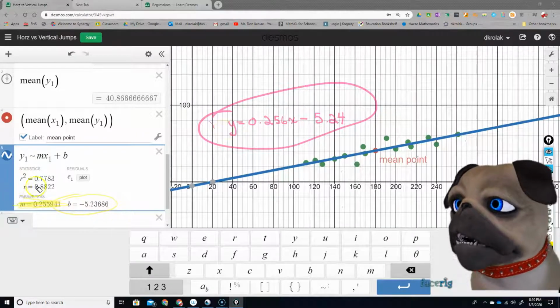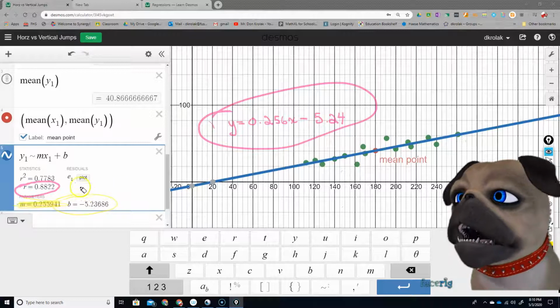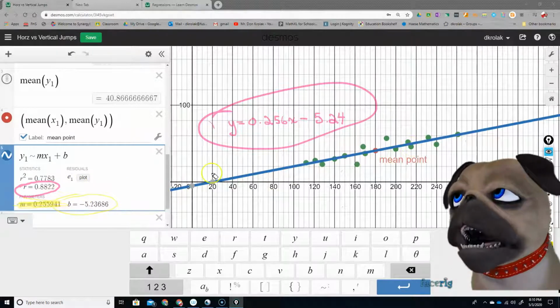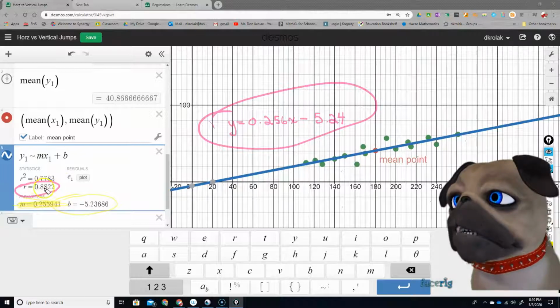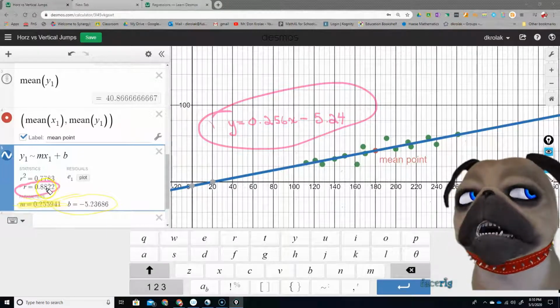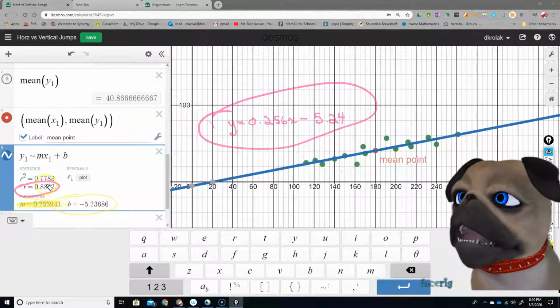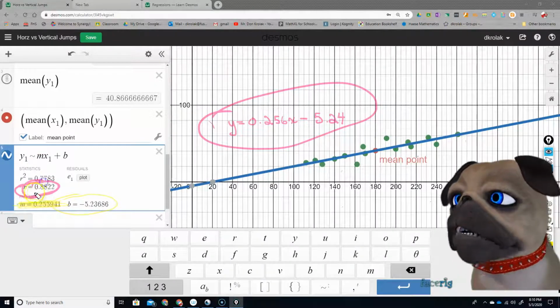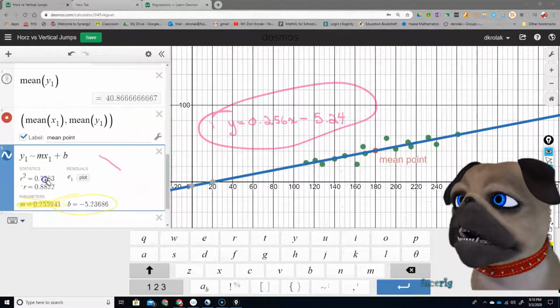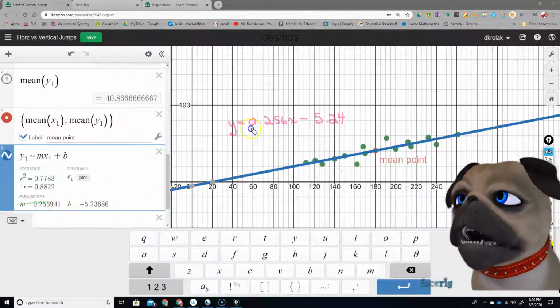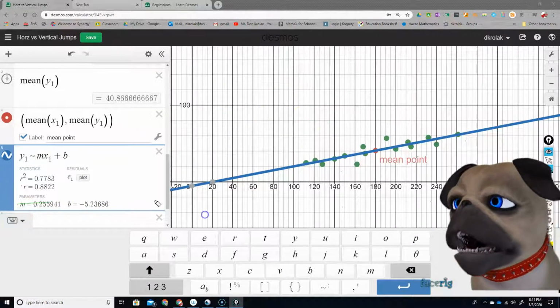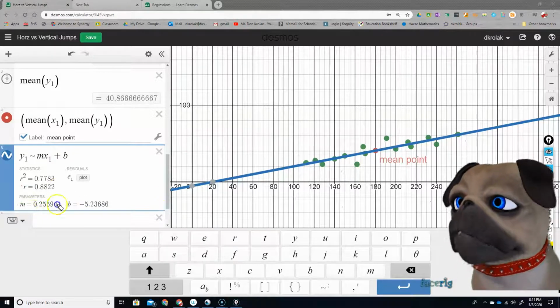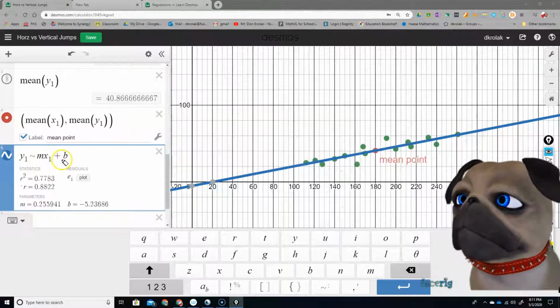Now, this value, we're going to talk about later. This is the correlation coefficient. This tells us how well our data fits the line. The closer this is to either 1 or -1, the better the fit. If it's 1, it's going to be a positive relationship, very good fit. If it was -1, it would show a negative correlation. But the closer that is to either positive or negative 1, the better your fit is. Okay, and that's how you get the line of best fit using linear regression.